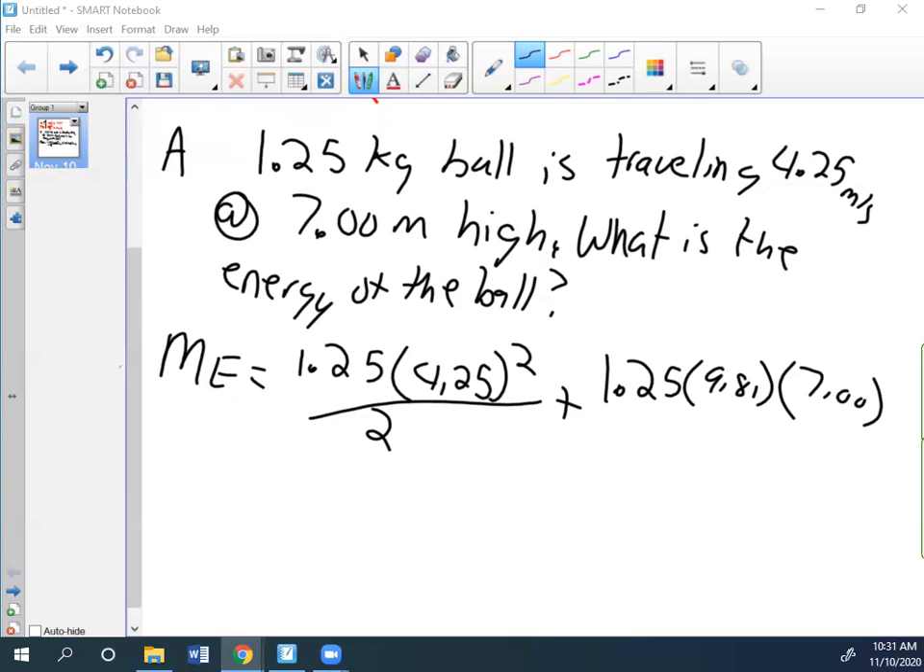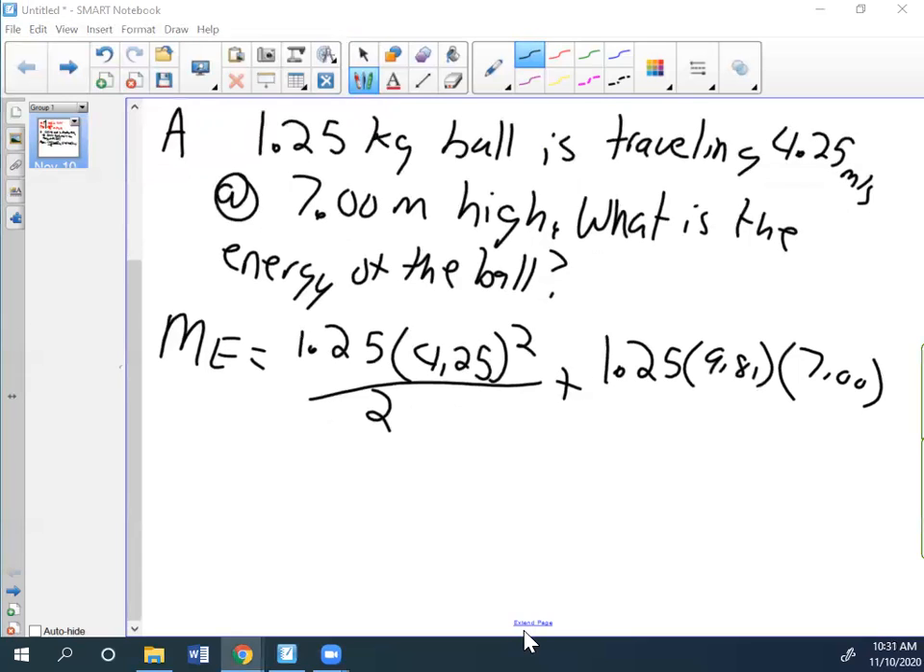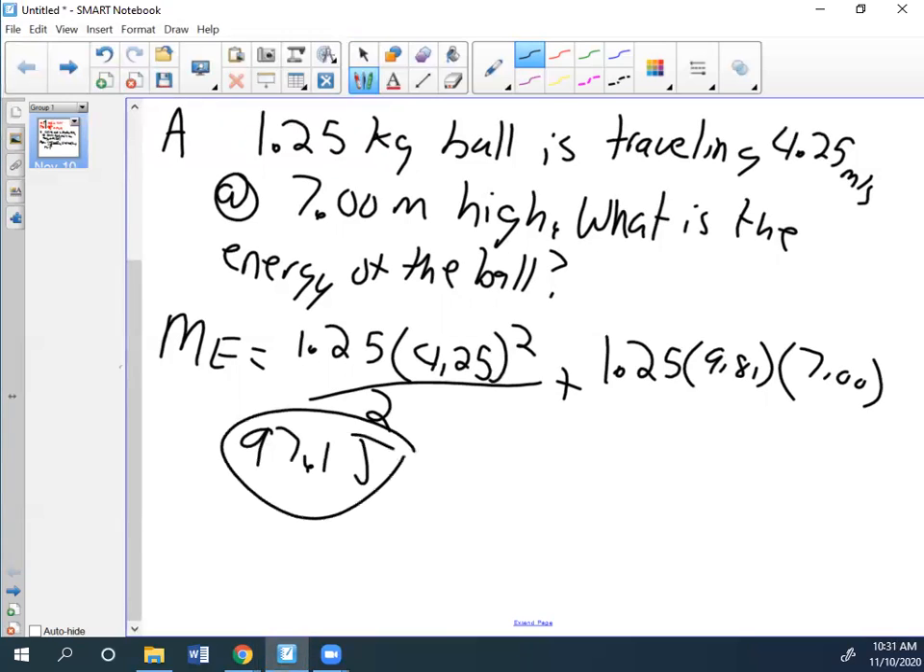That's going to work. 97.8? 97.1? And the units would be joules. Relatively simple.